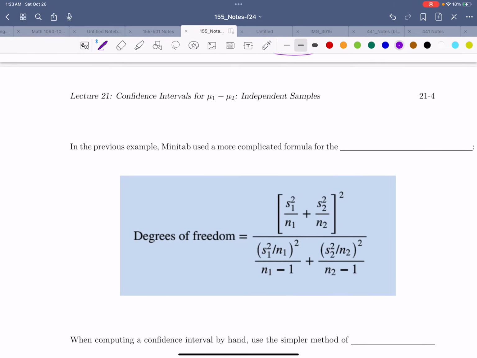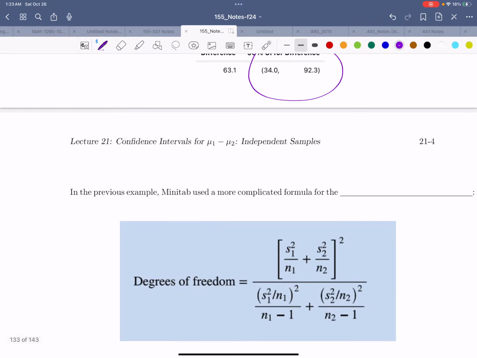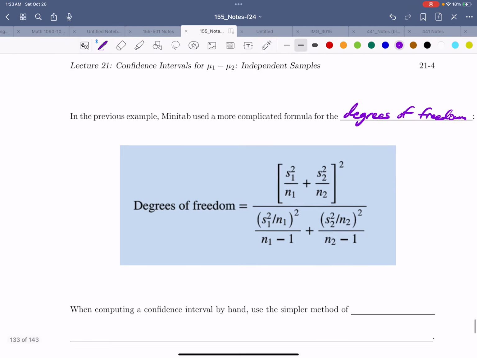So I just want to point out the reason that Minitab will give us a slightly more exact answer than what we got when we calculated by hand is because they were using a slightly more complicated formula for the degrees of freedom. That's what they get.